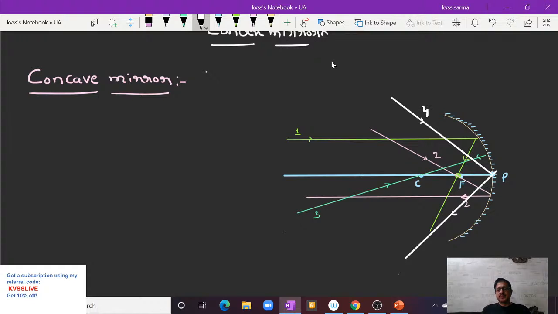This is the fourth. First one is light ray initially parallel to principal axis, after reflection passes through focus. Next one, initially passing through focus, after reflection becomes parallel to principal axis. Initially passing through center of curvature, the light ray will retrace its path. It will come back along the same path. And next, if the light ray is falling at the pole, it is reflected symmetrically. That means both angles are equal. Okay.